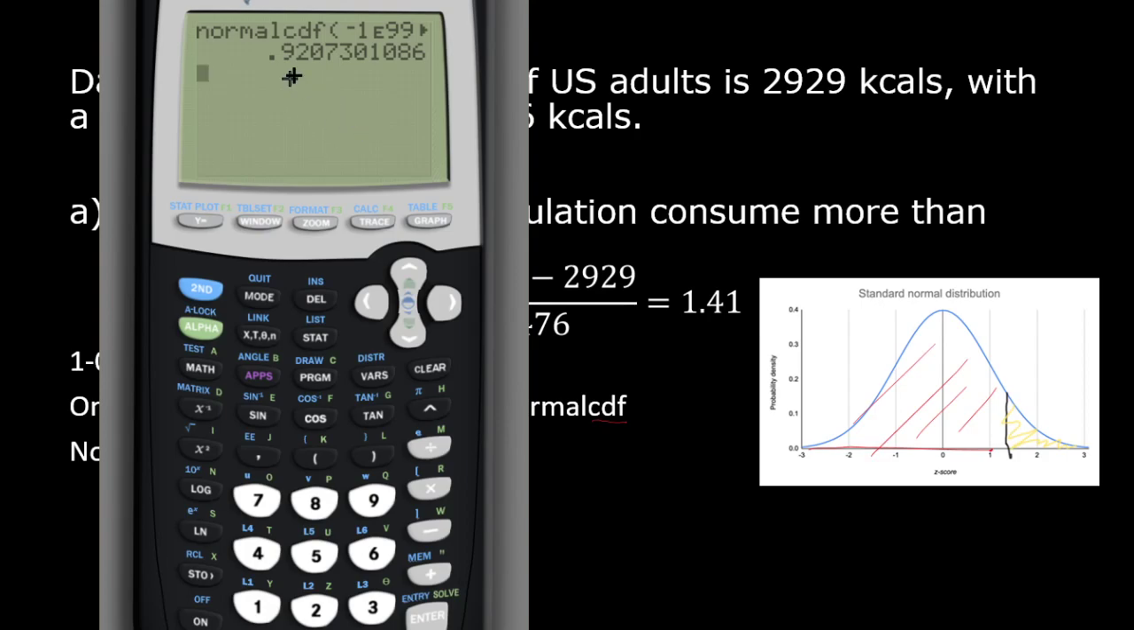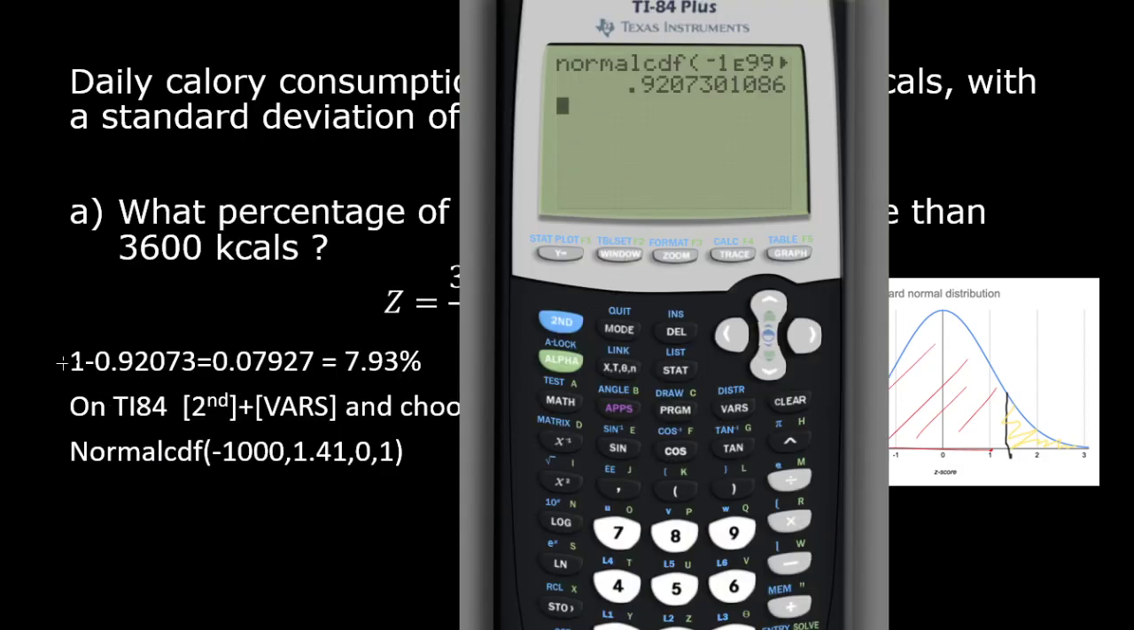But after this, the idea is the same. You still have to take this number and you have to do 1 minus 0.92073 to get this answer.